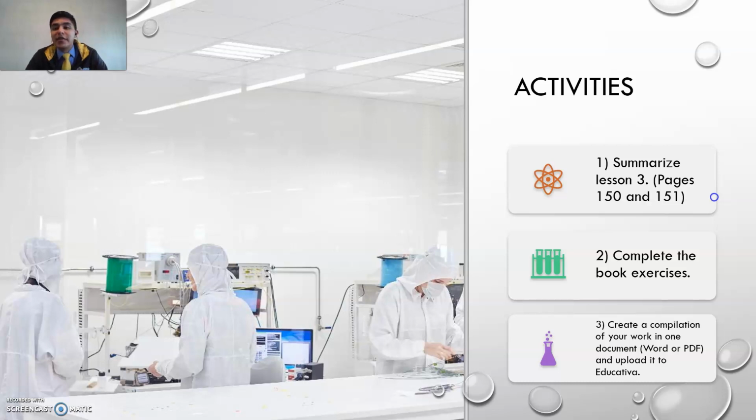Make sure to focus a little bit more on pages 150 and 151 when you are reading the content from here. Then, number 2, complete the book exercises. And number 3, create a compilation of your work in one document. It can be either Word or PDF, and upload it to Educativa.